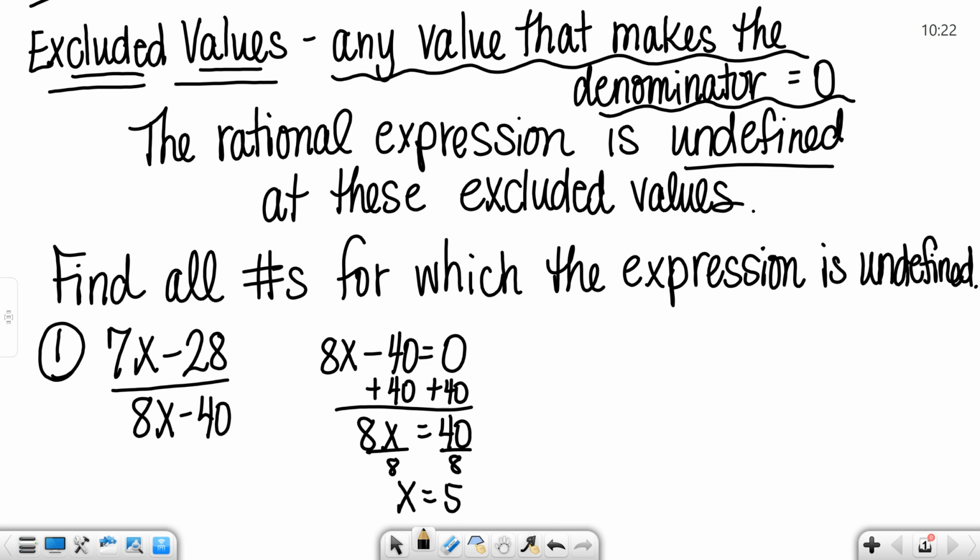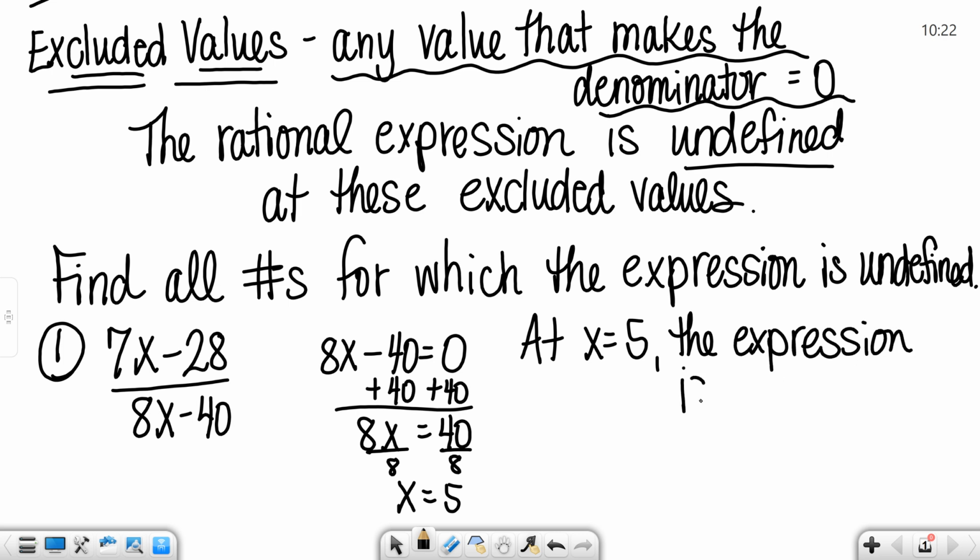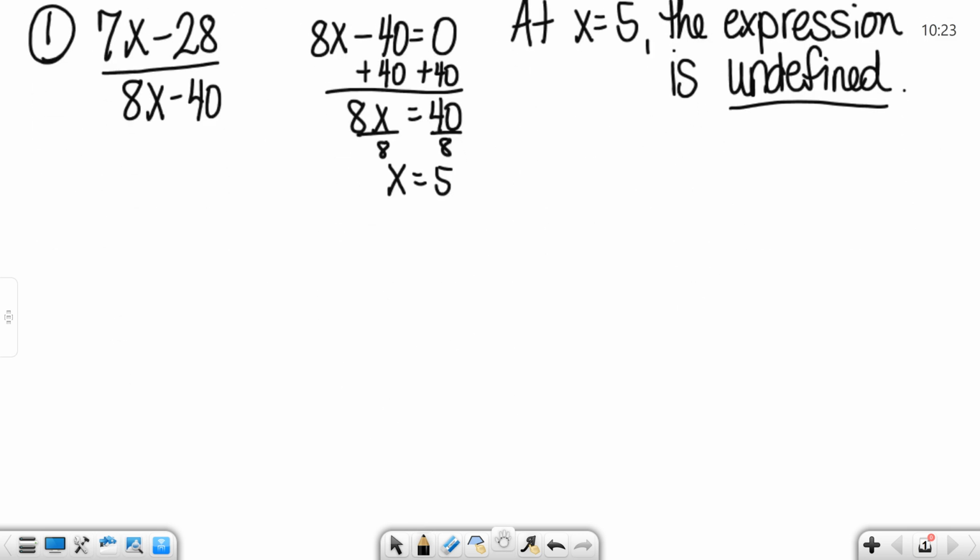So we don't say x equals 5 is our answer, like that is the value of x. That is the excluded value. So at x equals 5, the expression is undefined. That means it cannot equal x is 5. All right, because that's where it's undefined. Now that is what we were looking for here. But if the direction said solve for x, well, x cannot be 5. It is considered an excluded value.